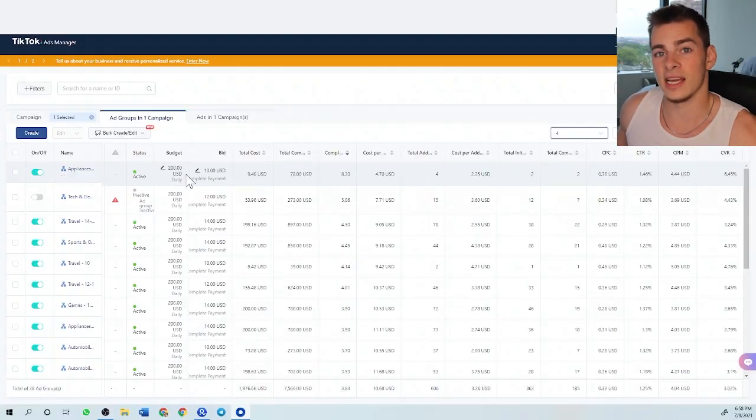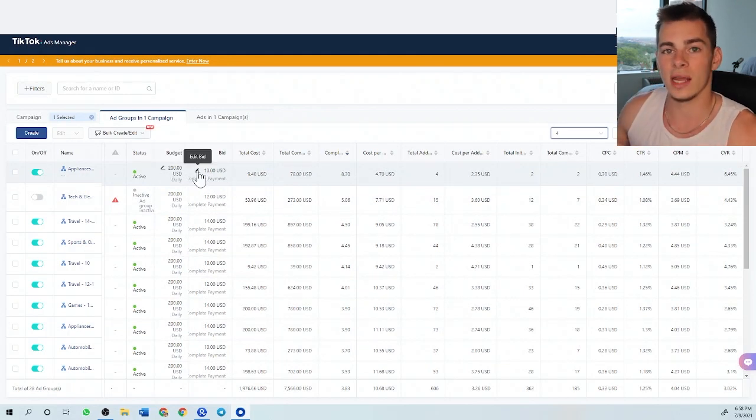It's also really nice that you're able to actually increase or decrease the budget and the bid right here on the screen. You don't have to actually go into the actual ad group. So it saves a lot of time if you need to either increase your budget, increase your bid, lower your bid, or lower your budget.